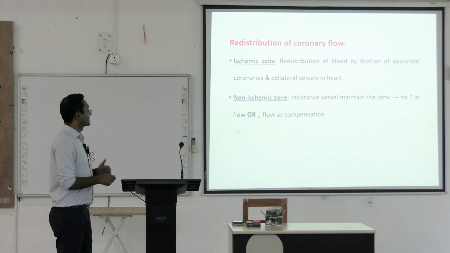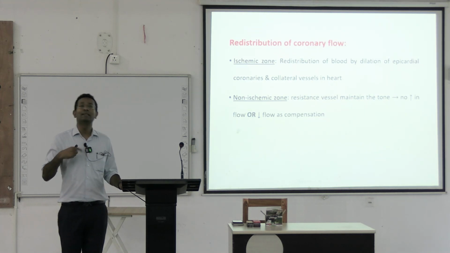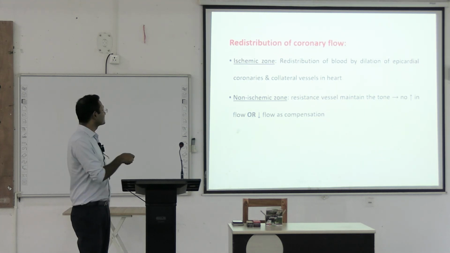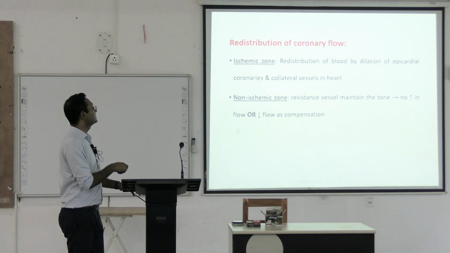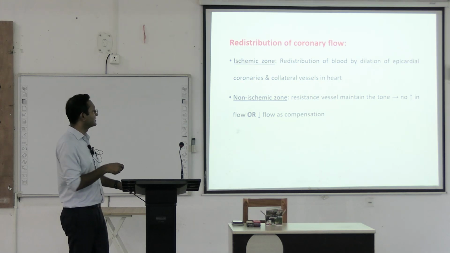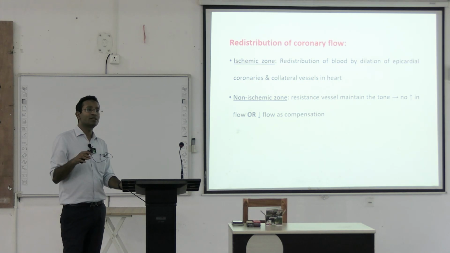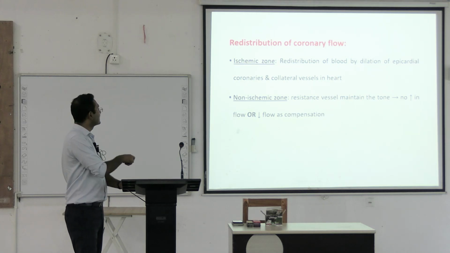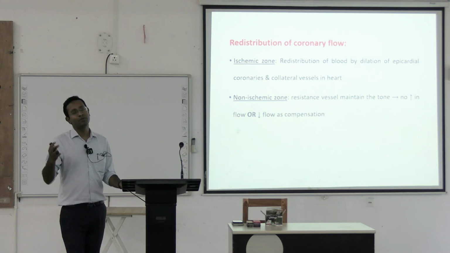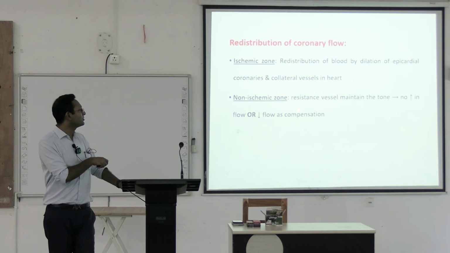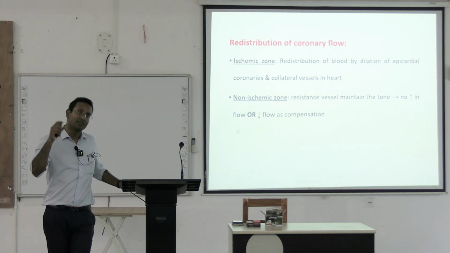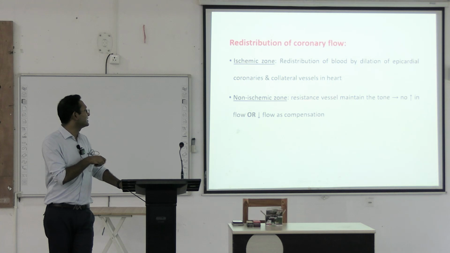Second is the afterload reduction. Now, what happens in the coronary supply? There is redistribution of coronary flow. In the ischemic zone, there is redistribution of blood by dilatation of the epicardial coronaries and collateral vessels in the heart. So, this redistribution of blood happens in the ischemic zone so that the ischemic zone gets blood supply from other blood vessels. In the non-ischemic zone, the resistance vessels maintain the tone.